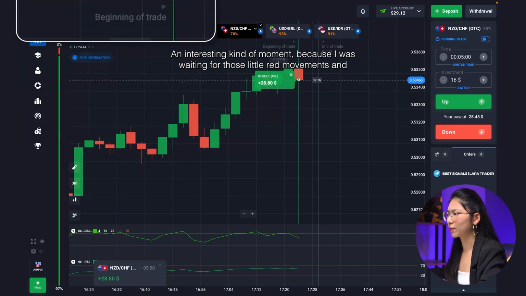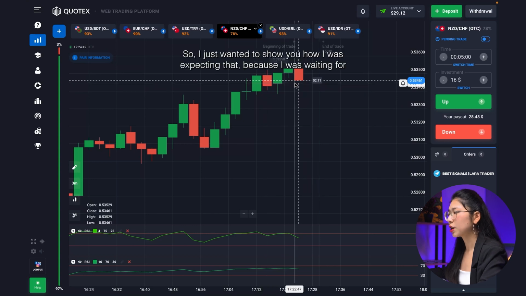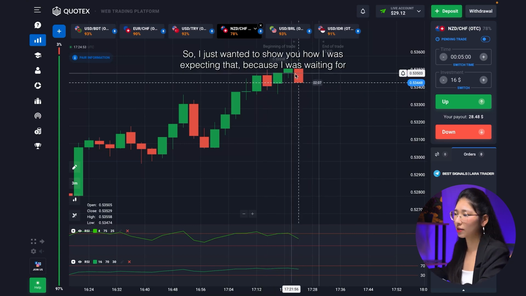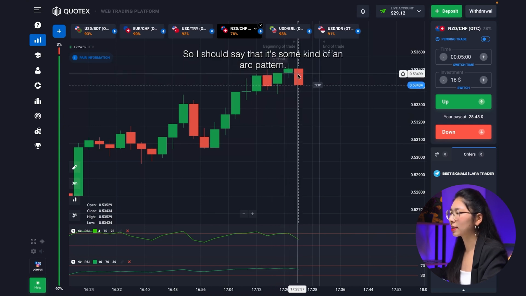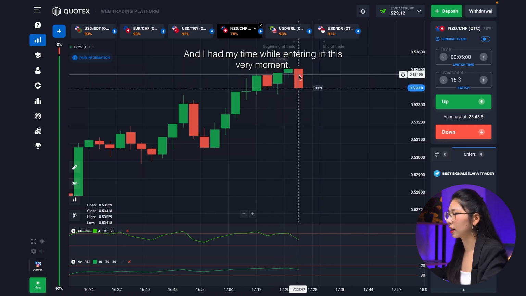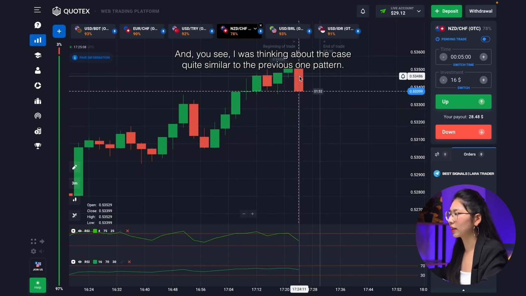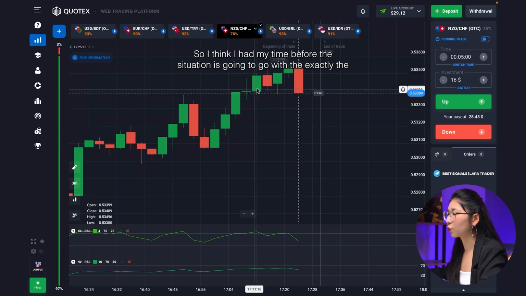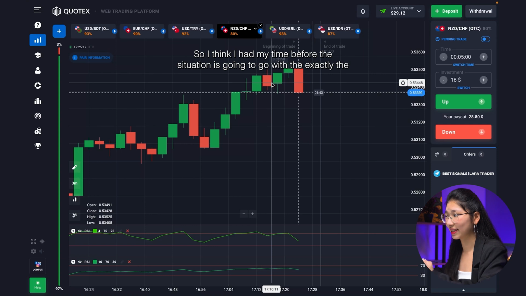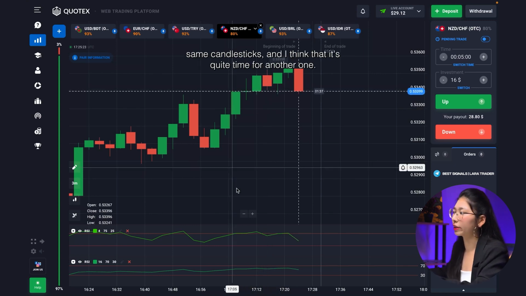Interesting kind of moment, guys, because I was waiting for those little red movements and resembling green bars. So I just wanted to show you how I was expecting that, because I was waiting for this very moment. And I should say that's some kind of an arc pattern, and I had my time while entering in this very moment. You see, I was thinking about the case quite similar to the previous one pattern. I think that I had my time before the situation is going to go with exactly the same candlesticks, and I think that it's quite time for another one.